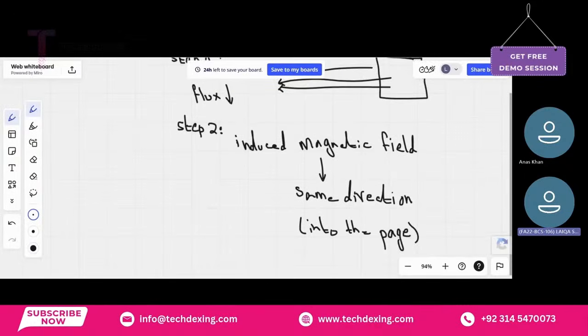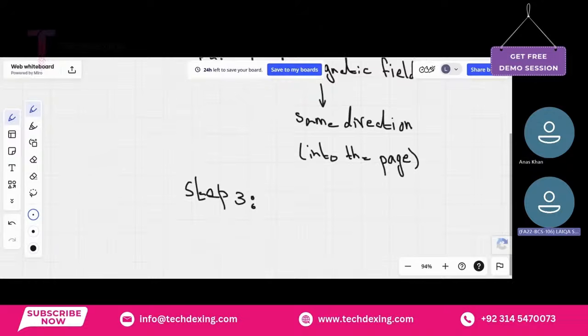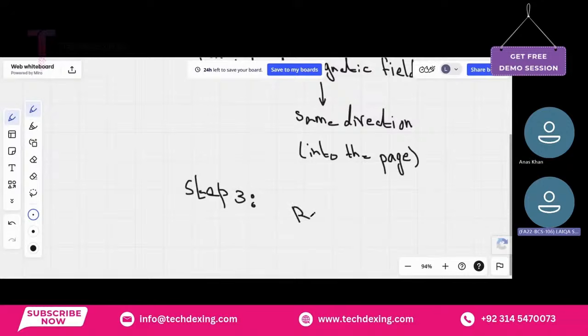After that, in step 3, using the direction of the induced magnetic field, we will check the direction of the induced current. Which rule do we use to find the direction of the current if we are given the direction of the magnetic field? To find the direction of the current, we use the left hand rule, right? Right, it's the right hand rule. So we will use the right hand rule.